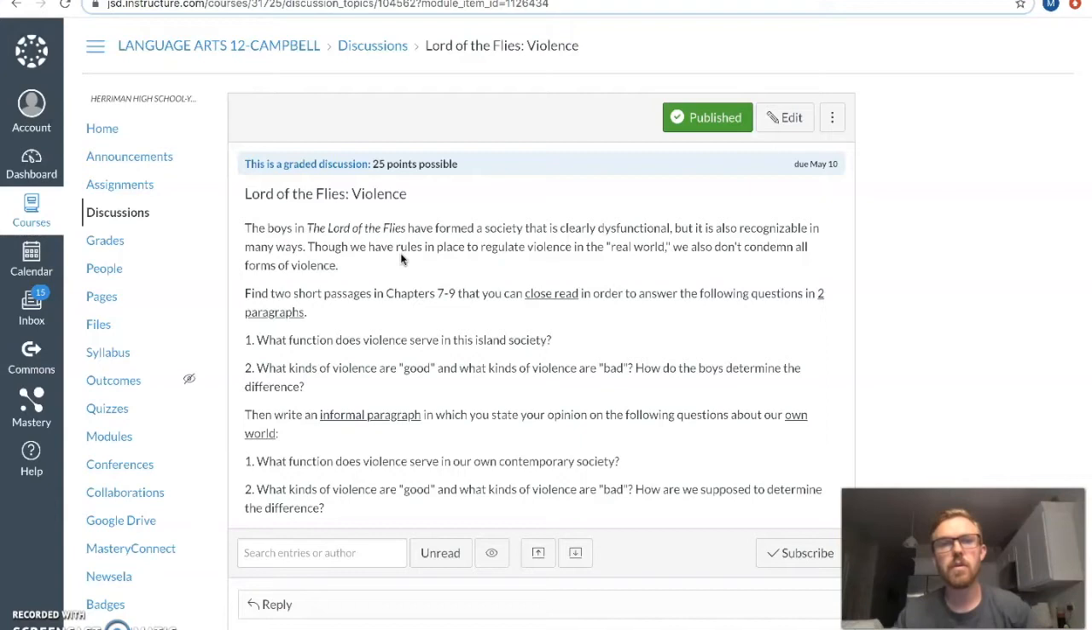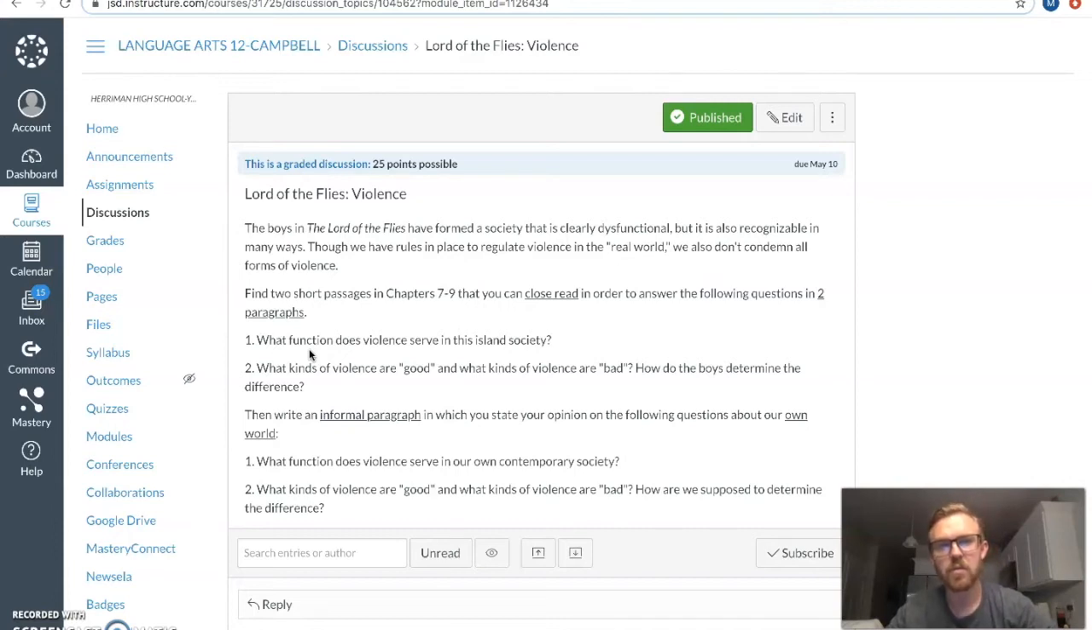Okay, so I want you to read chapters 7 through 9 and then find 2 short passages in those chapters that you can close read in order to answer the following questions in 2 paragraphs. What function does violence serve in the island society? What kinds of violence are good? And what kinds of violence are bad? How do the boys determine the difference?